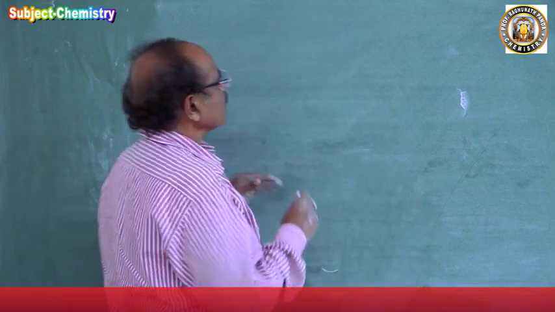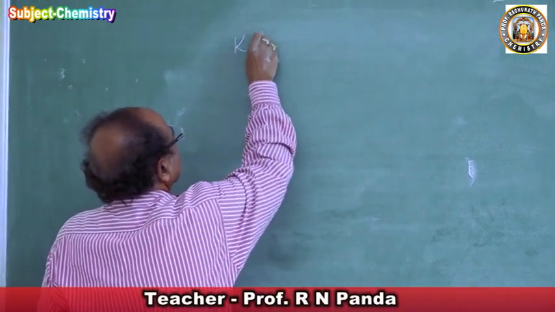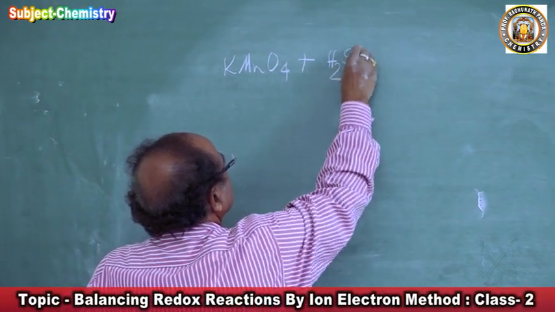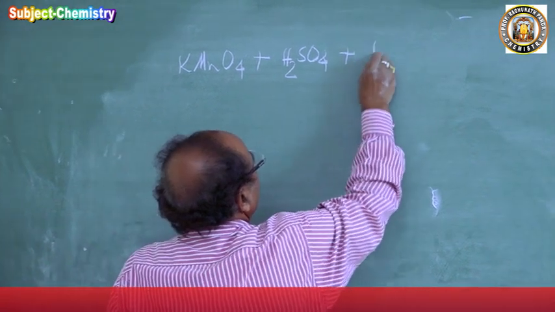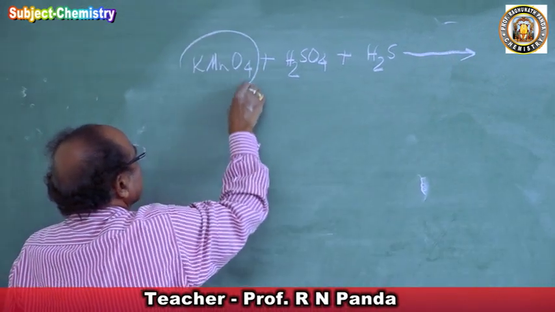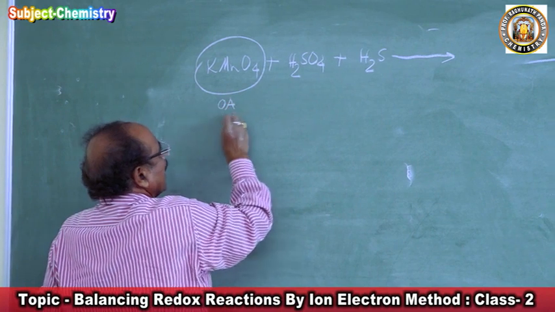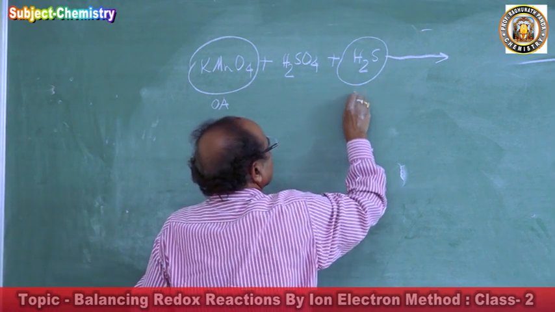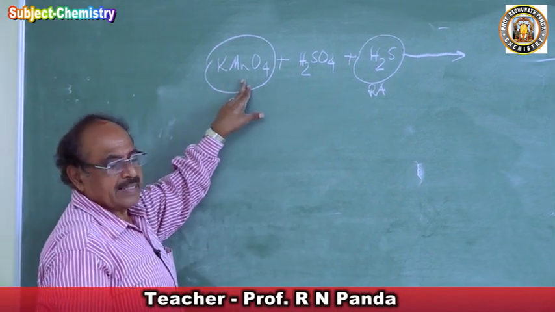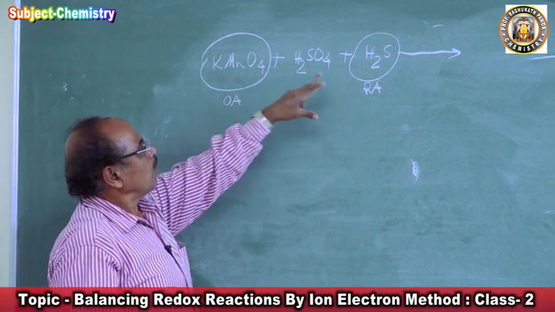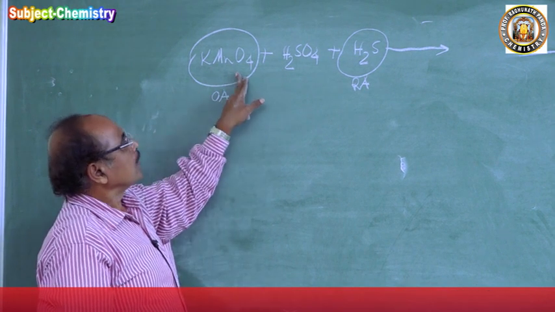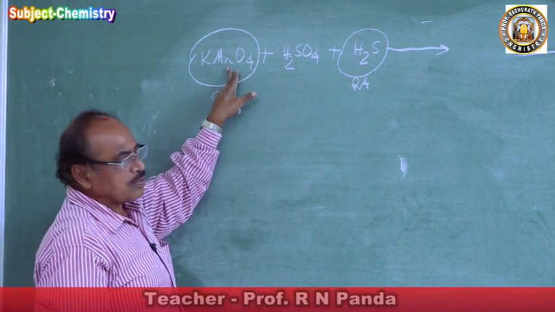So let us take the case of potassium permanganate plus dilute sulfuric acid plus hydrogen sulfide. This is the equation. Here potassium permanganate is the oxidizing agent, and hydrogen sulfide is the reducing agent. So what is happening? Potassium permanganate will oxidize H2S to sulfur, and will also get reduced to the MnSO4 state.